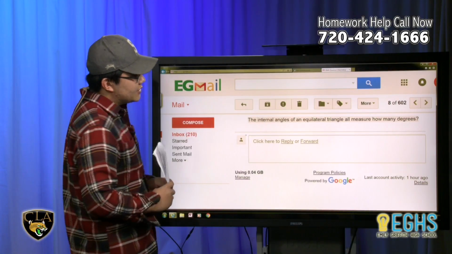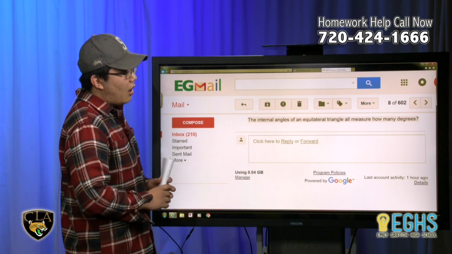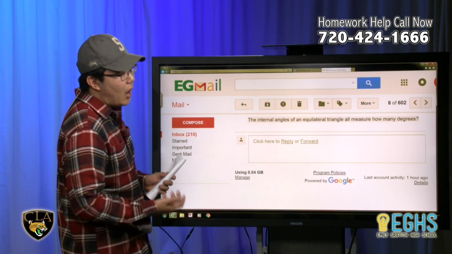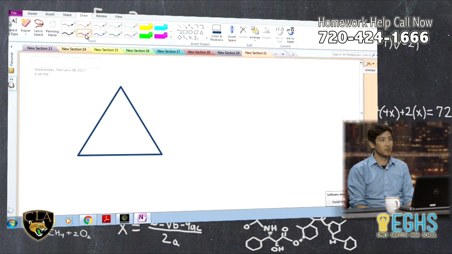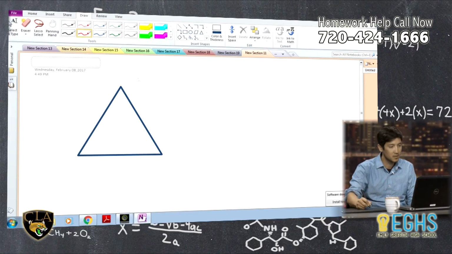The internal angles of an equilateral triangle all measure how many degrees? Yeah, I can take that one. So one of the things I always mention when we talk about anything related to geometry is how important it is to understand what the terminology means, all these academic vocabulary terms.